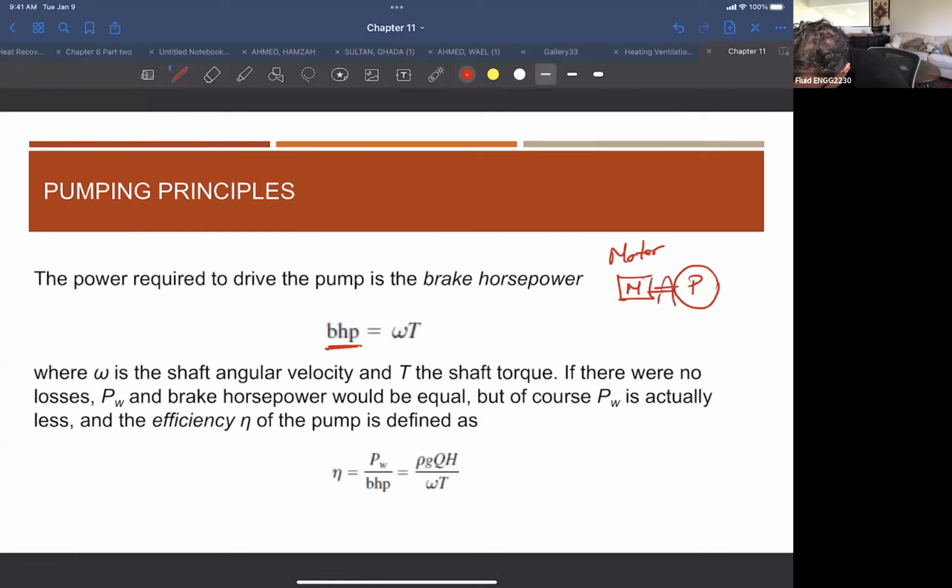So this motor will provide a torque and also provide angular speed, right? So the motor is actually providing this torque times omega. And this is what we call the brake horsepower, or the power that is created from the motor. So we're not talking about the electrical power. At the end, the power added will be electrical, but the motor has a certain efficiency. So depending on the efficiency of the motor, the amount of power output of the motor will be the input to the pump.